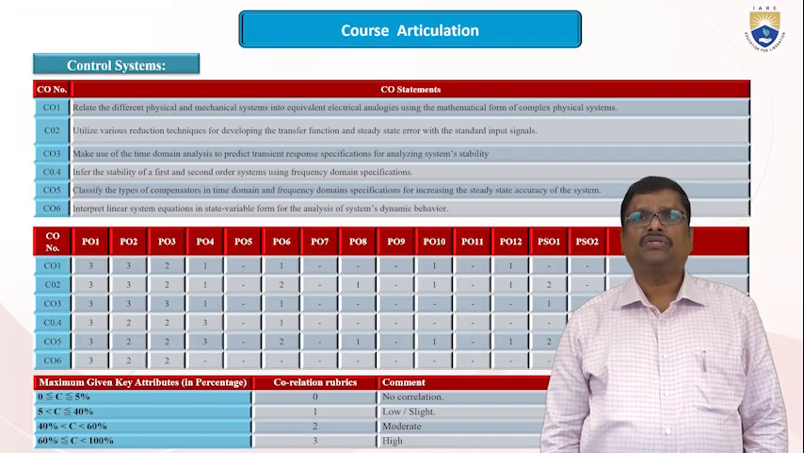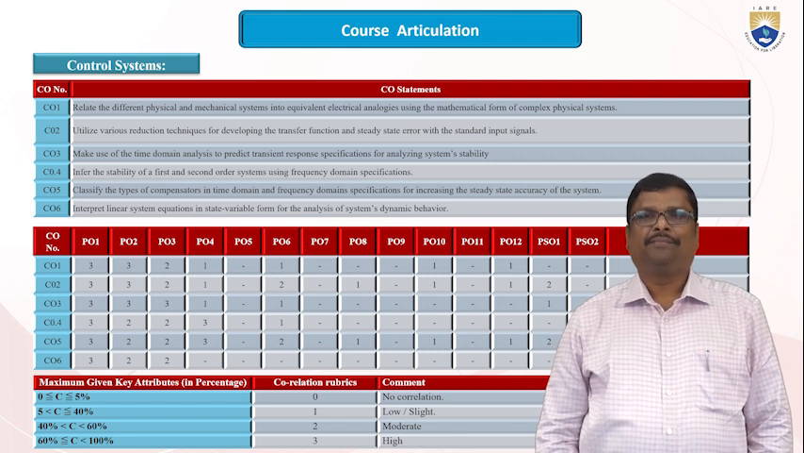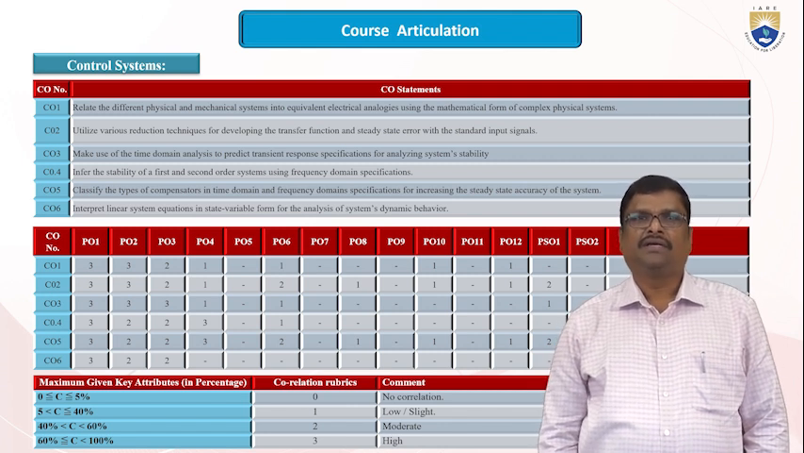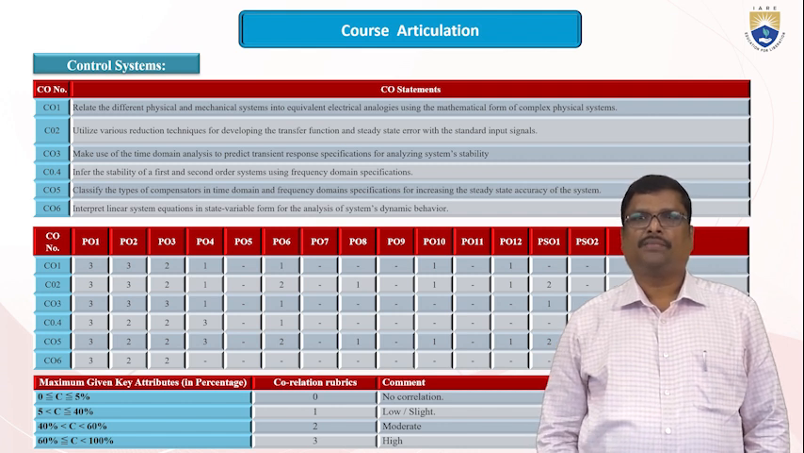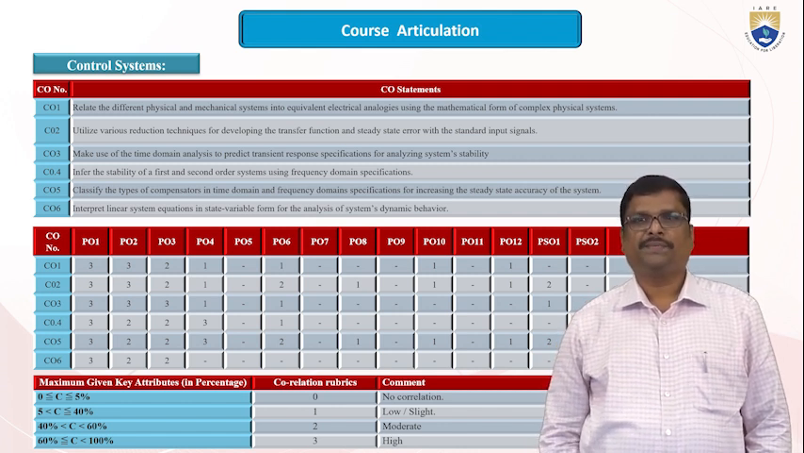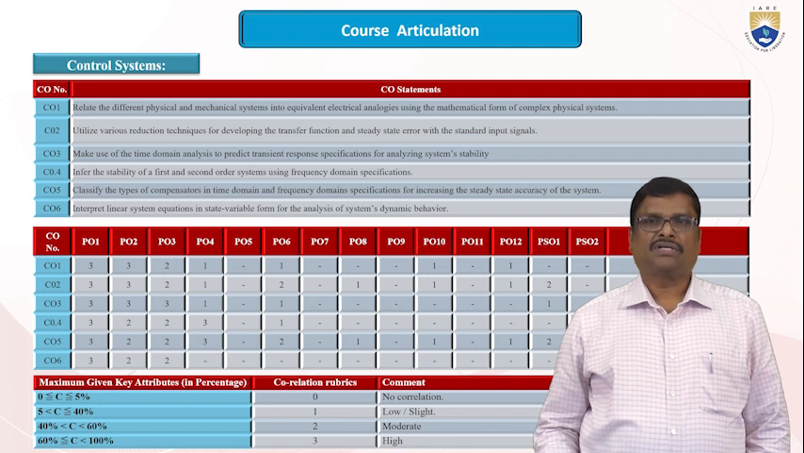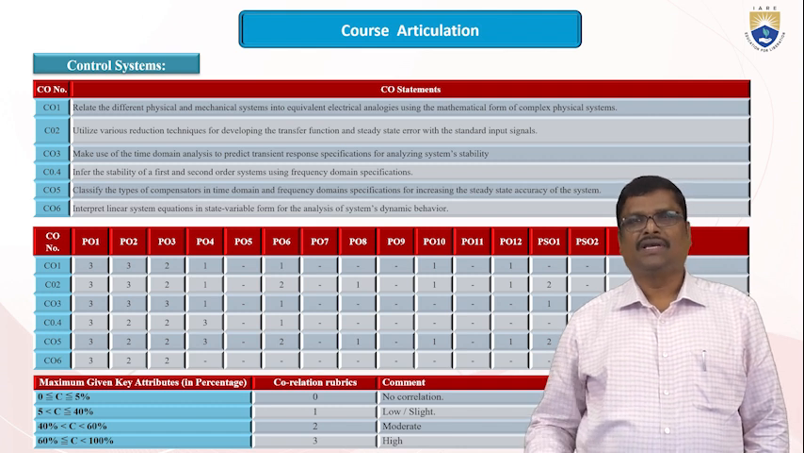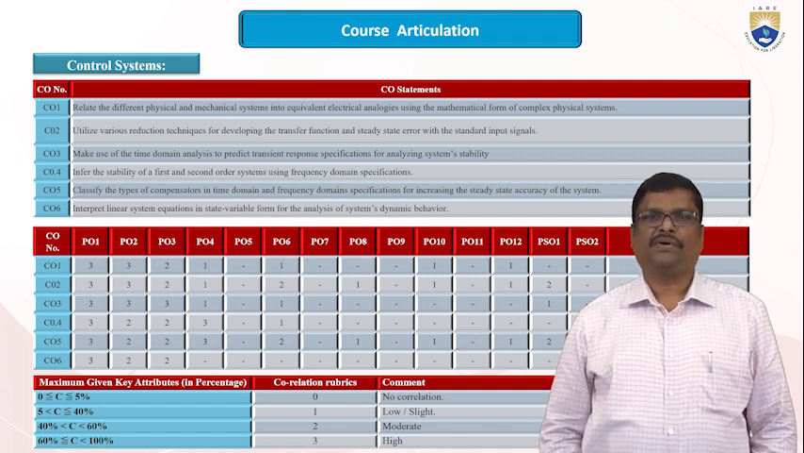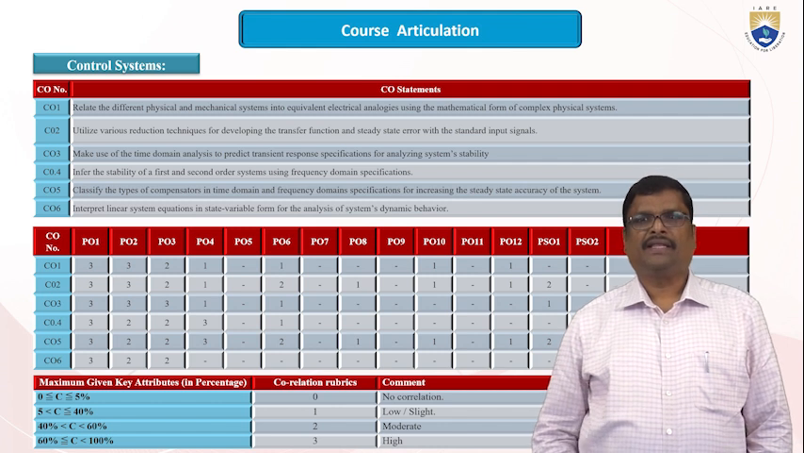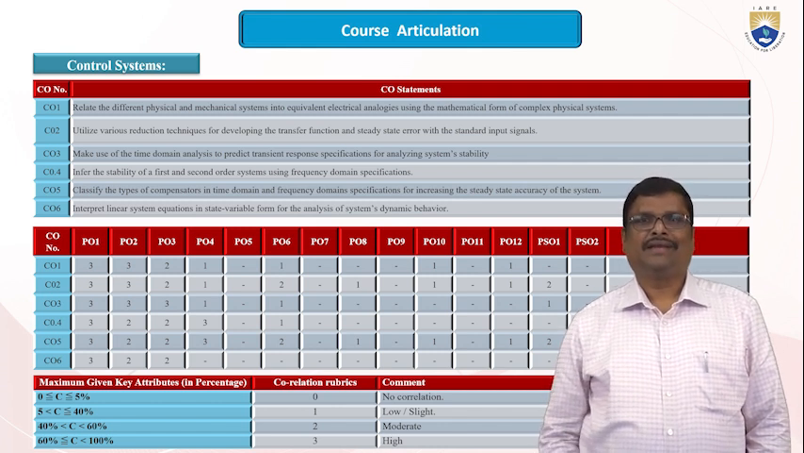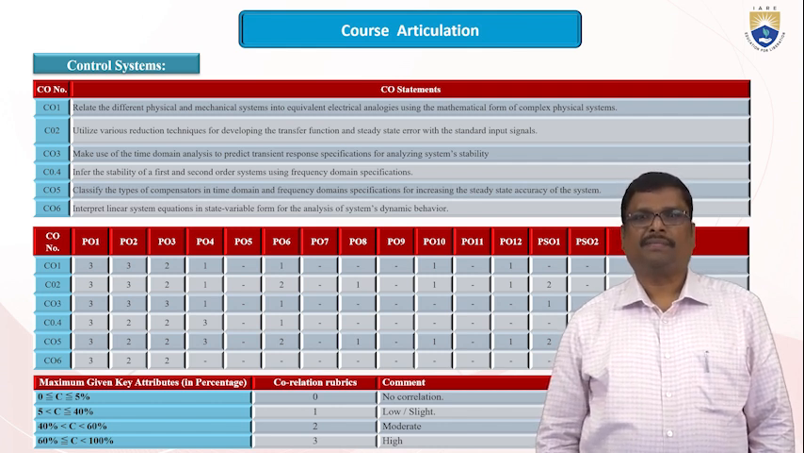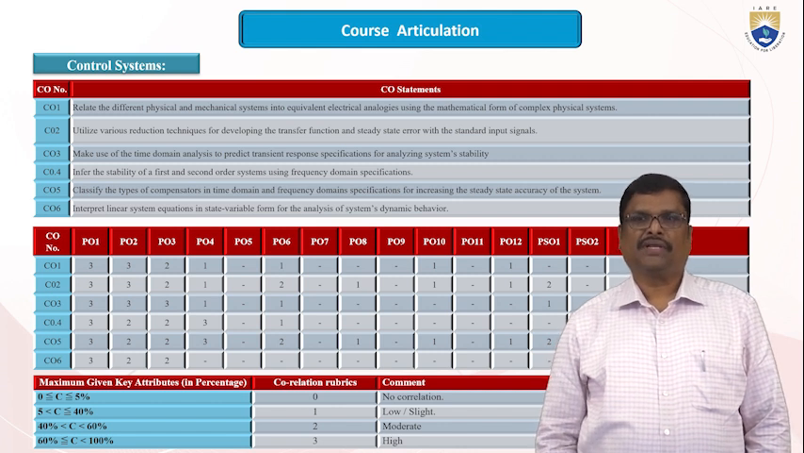So the course coordinator has to prepare the course articulation matrix. They have to map the course outcomes with the program outcomes and the program specific outcomes. The course coordinator has to see how many key competencies are mapped with a particular course outcome. Then they have to give the weightage, and then convert it into a percentage on a scale of 1, 2, 3.